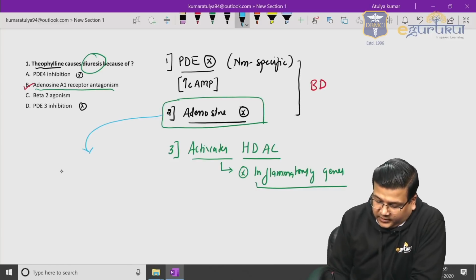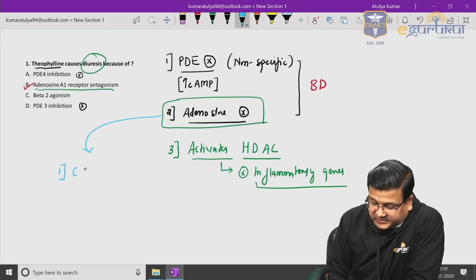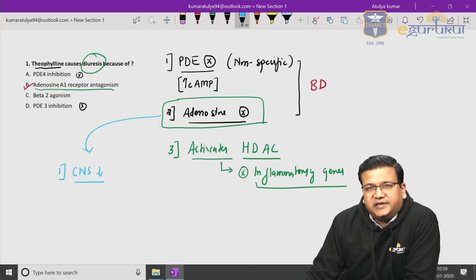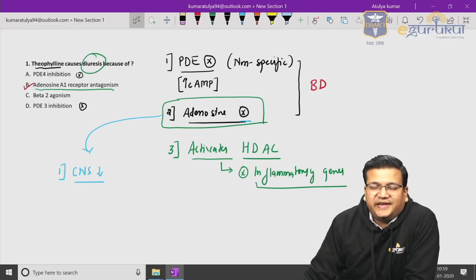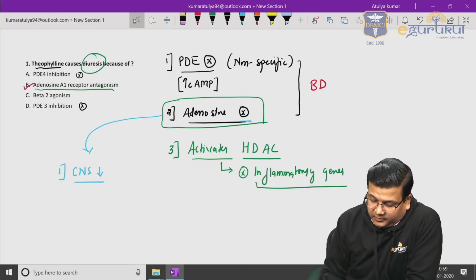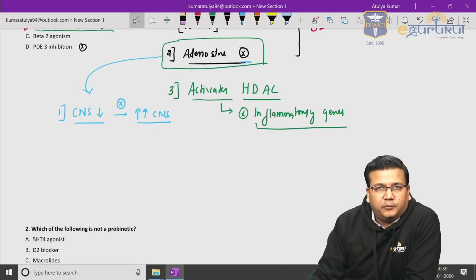If we take them one by one, number 1, adenosine is a CNS depressant. It causes sedation. So any drug which is an adenosine antagonist will be able to cause CNS activation, and that is why drugs like theophylline or caffeine, remember theophylline belongs to the same class of molecules as caffeine, are able to cause CNS activation. That is one more effect of theophylline by opposing adenosine.